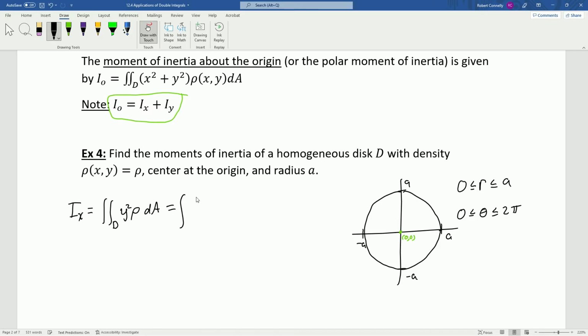So let's convert this to a polar integral, I should say. 0 to 2 pi, 0 to a. y squared is going to become r squared sine squared of theta. And rho, again, is a constant. And then we've got r dr d theta. So I can pull rho out in front, and then this becomes r cubed sine squared of theta dr d theta. Now we integrate with respect to r.